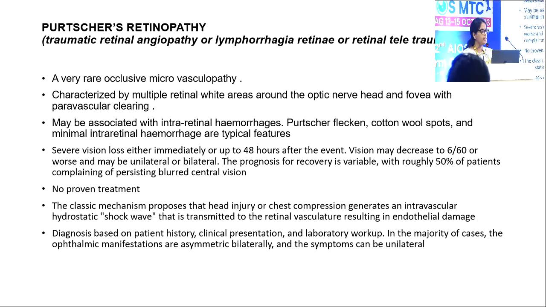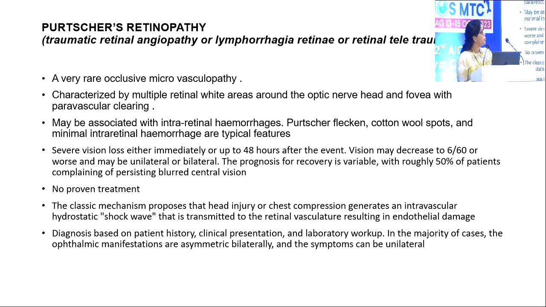Severe vision loss either immediately or up to 48 hours after the event is seen. Vision may be decreased to 6/60 or worse and may be unilateral or bilateral. The prognosis for recovery is variable, with roughly 50% of patients complaining of persisting blurred vision. No treatment is proven. Diagnosis is based on the patient history, clinical presentation and laboratory workup. In the majority of cases, the ophthalmic manifestations are asymmetrical, bilateral, and symptoms can be unilateral. Thank you.